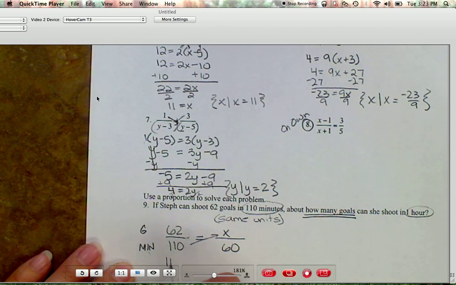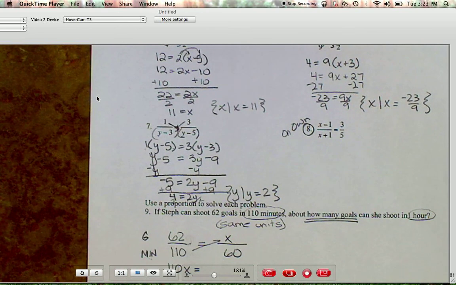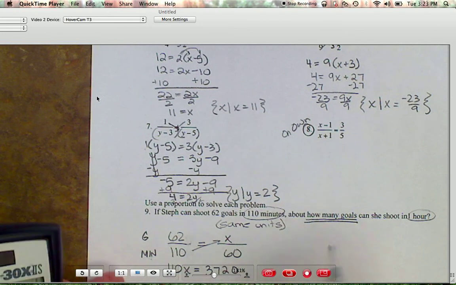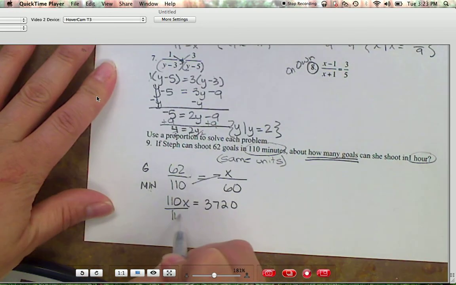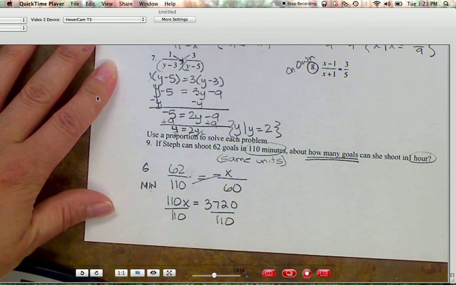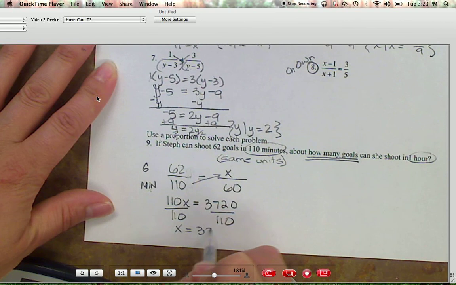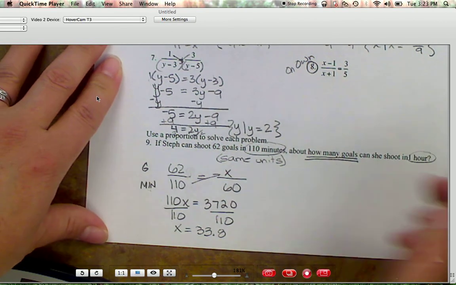110 times x is 110x. 60 times 62 is 3,720. Then we want to solve for x, so we divide both sides by 110. And we get x equals 33.8. Now it's a word problem, so we can round it, and then what we need to do is write a sentence.